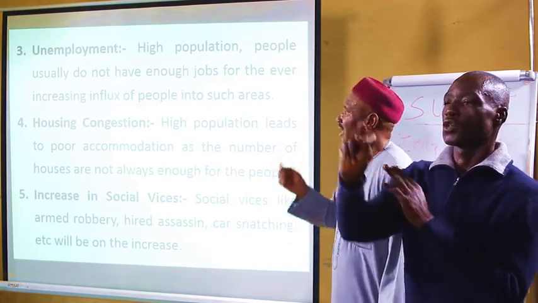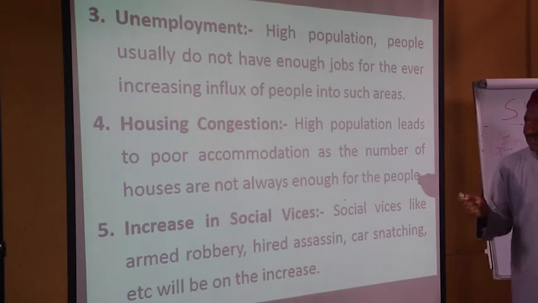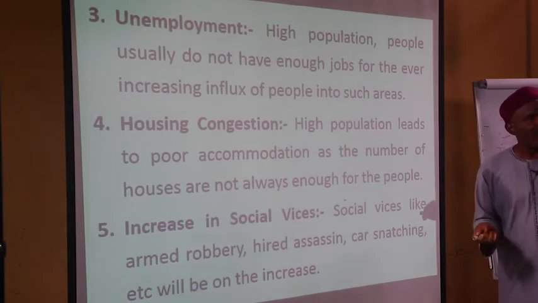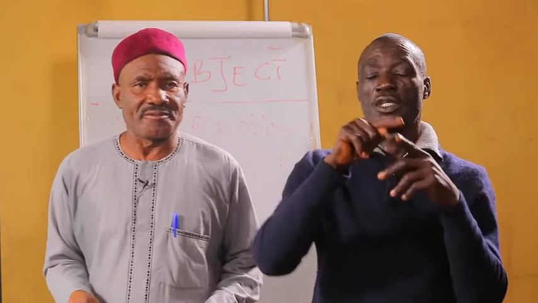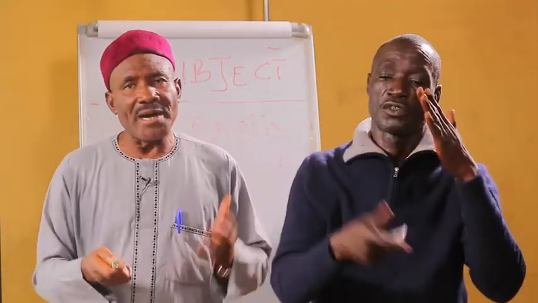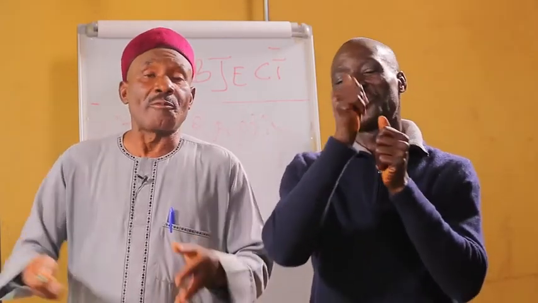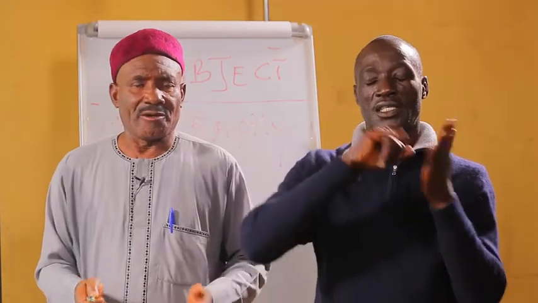Number four, housing congestion. High population leads to poor accommodation, as the number of houses is not always enough for the people. You find that houses are very expensive because the influx of people into the town is more than the available houses can accommodate. So you find it is a problem of housing.